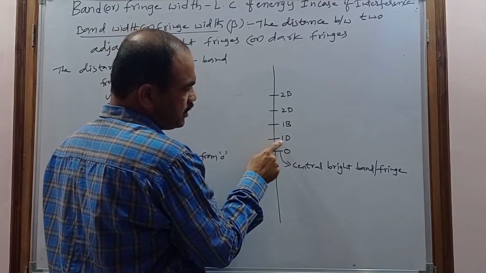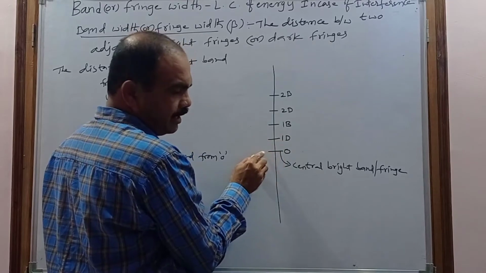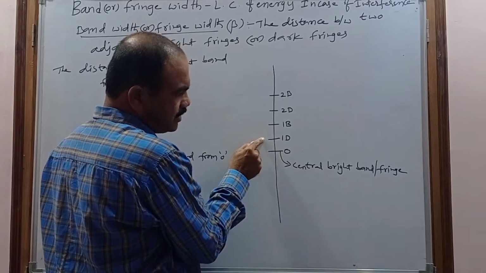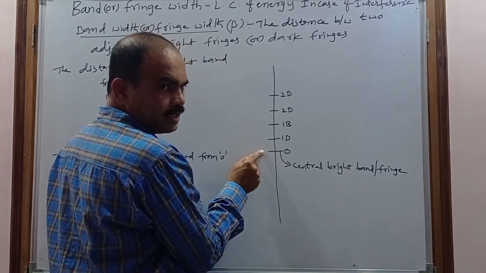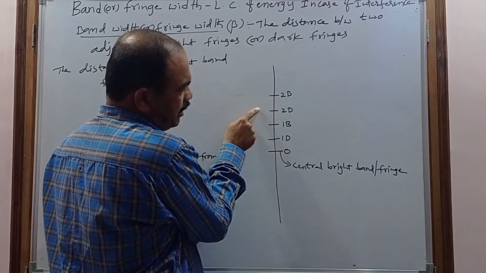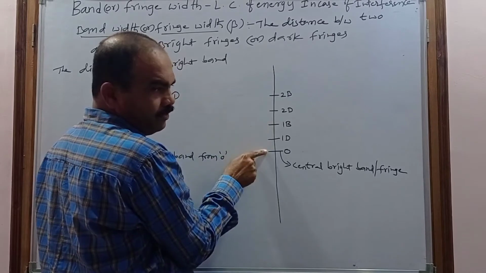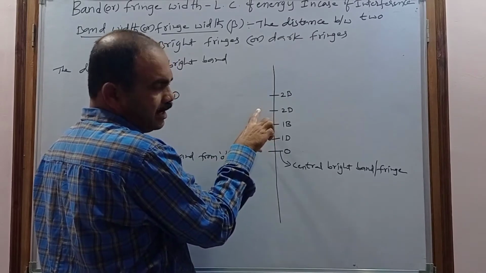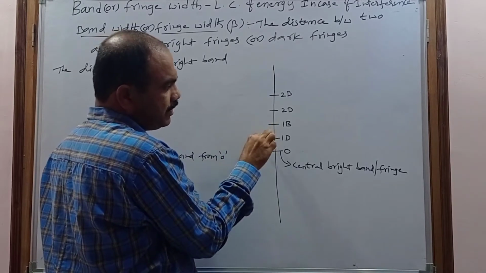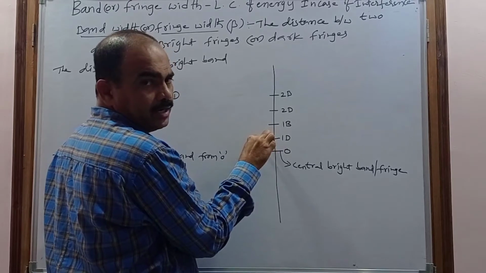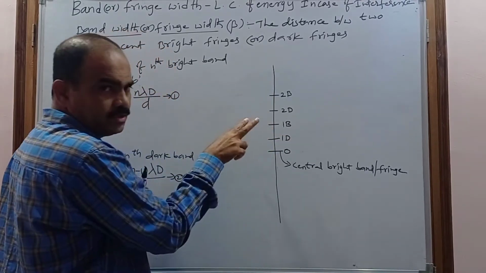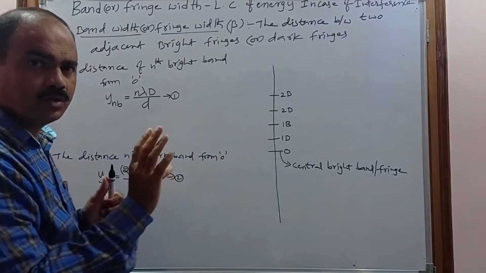So this is the first dark band. First of all, we have to calculate the distance of the first dark band from the center of the screen, and then we have to find the distance of the second dark band from O. By subtracting the first dark band distance from the second dark band distance, we get the bandwidth for two dark fringes.